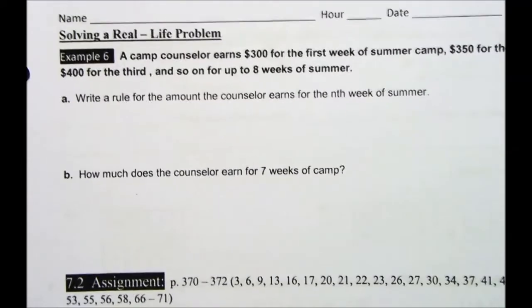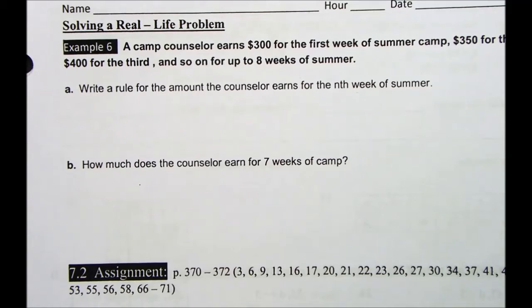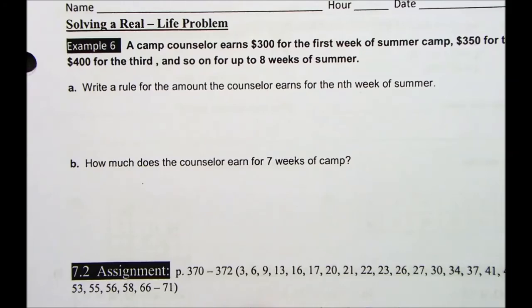Okay, the last example is, of course, a story problem. Got to learn how to apply what we've learned in real life situations. So we have a camp counselor that's earning $300 for the first week of summer camp, and then $350 for the second week, and $400 for the third, and so on, up to 8 weeks. Some of you are thinking, why don't we just take 300 plus 350 and find the first 8 weeks and just add them up? Well, that's not the point. The point is to use the rule.